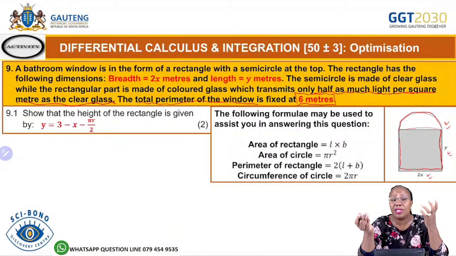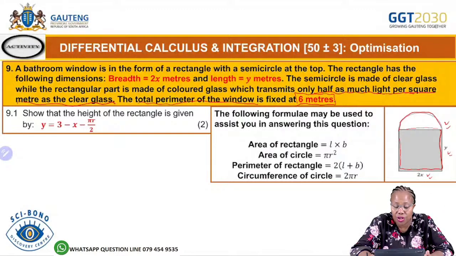What does it mean in relation to real life? We can now start with the calculation. And then we are given formulas, grade 12: the area of a rectangle, if you want to calculate, you'll use length by breadth. Area of a circle, you'll use pi r squared.